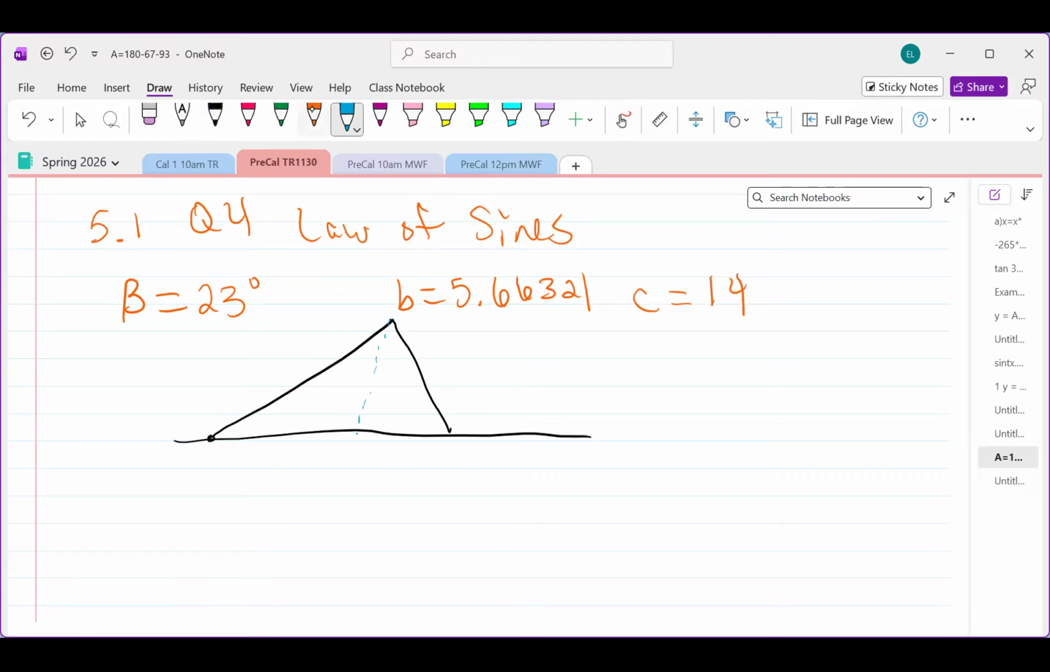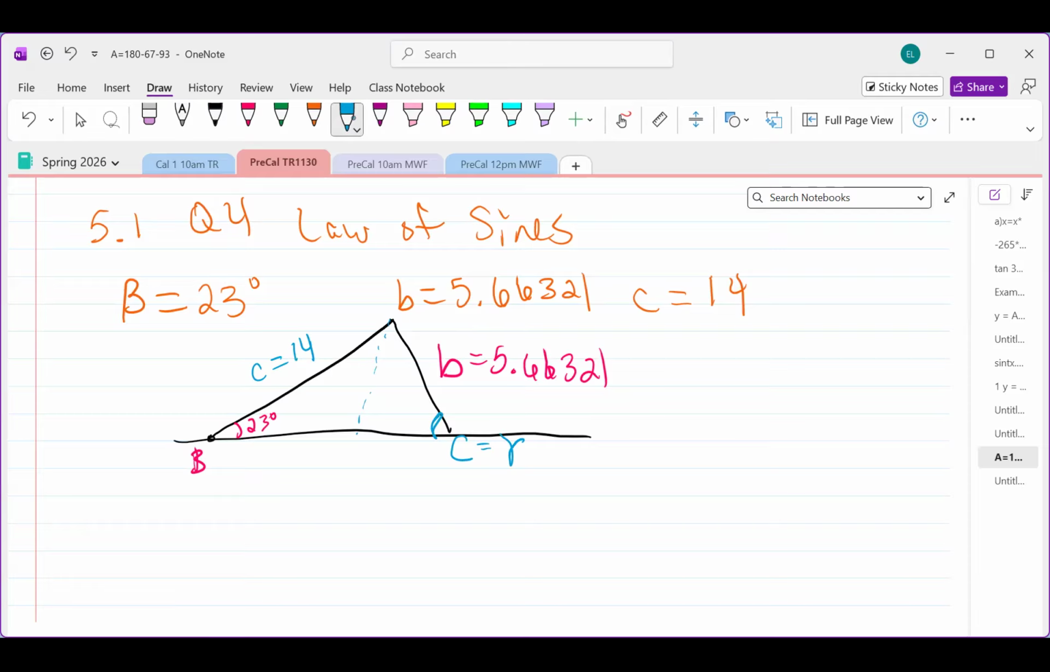All right, so our angle beta or angle B is 23 degrees. Side B is opposite that. That's our ridiculous 5.66321. And then side C, I always make that the other diagonal side. So that means angle C, which is what they call angle gamma. That's what we're going to look for, solve for first.